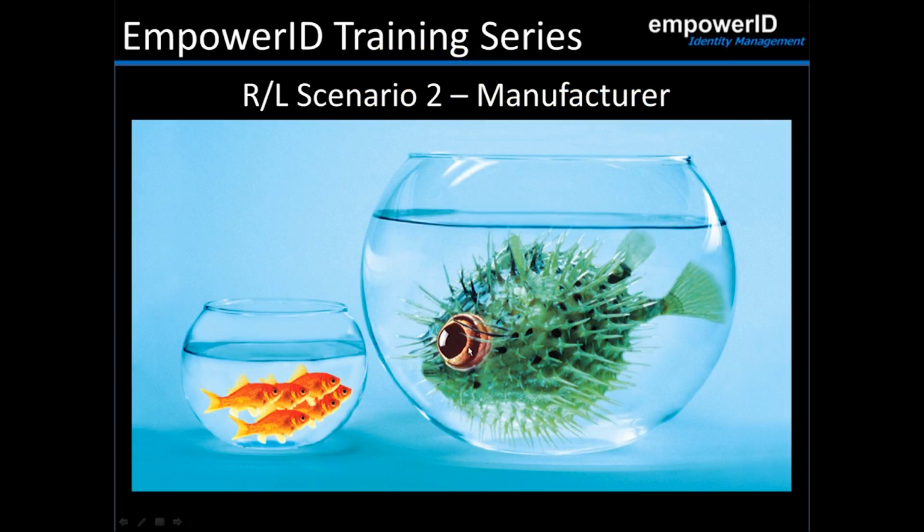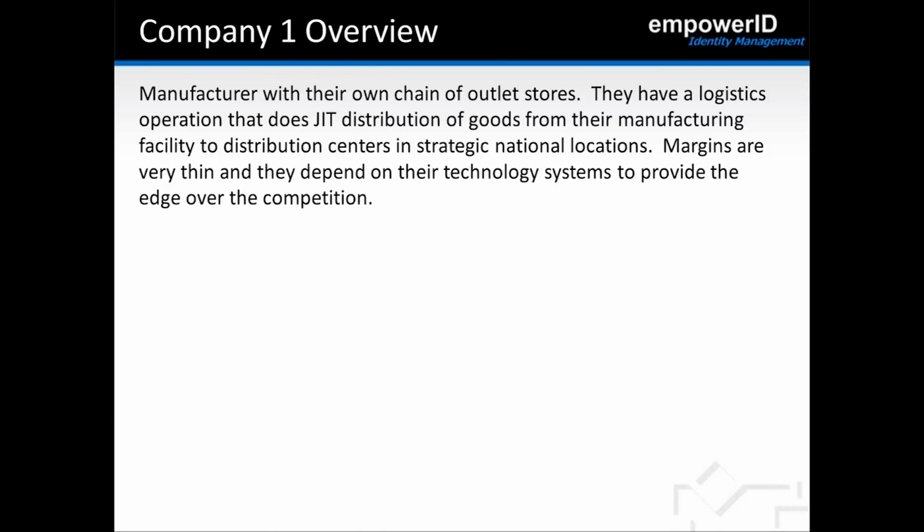For this video, we're going to be taking a look at the role and location design considerations for a manufacturing company. So let's take a look at our company. It's a manufacturer with its own chain of outlet stores.